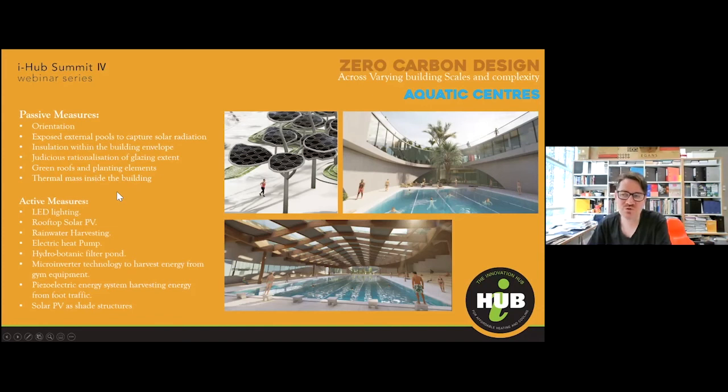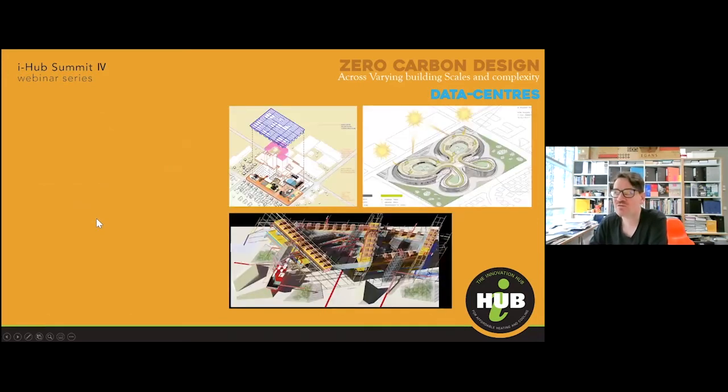LED lighting, rooftop solar PV systems, and I think we were able to reduce the energy needs with those systems by up to a third to a quarter of business as usual. So they were quite substantial on these large surfaces. Rainwater harvesting, heat pumps, hydrobotanic filter ponds, microinverter technologies, and so forth. So there were a number of more specialist and mechanical systems that we were able to test on these particular projects. The last one in my array of building typologies would probably be the data centers.